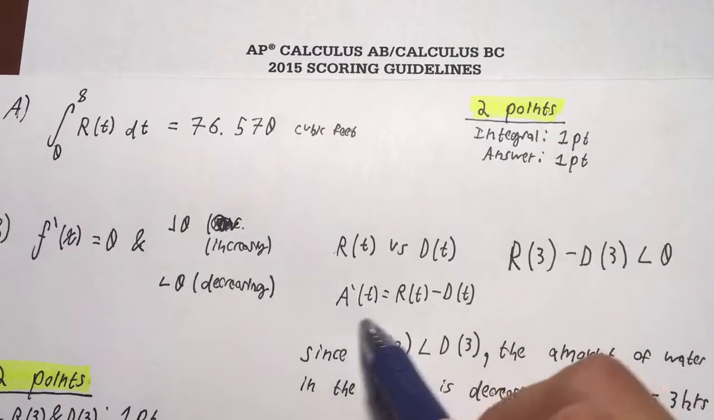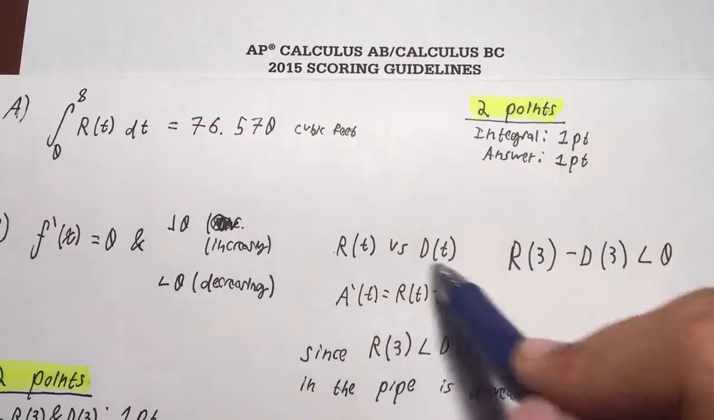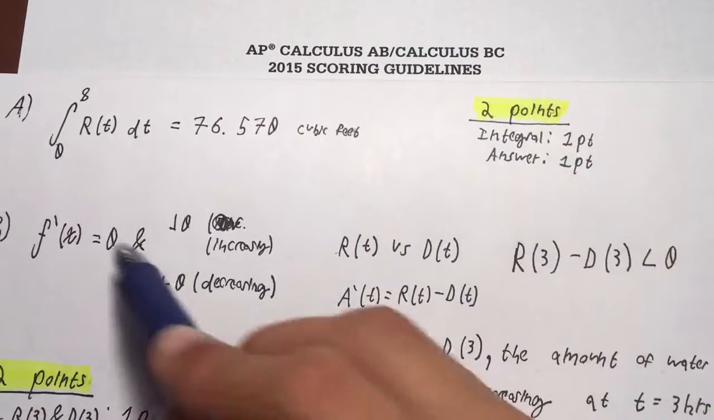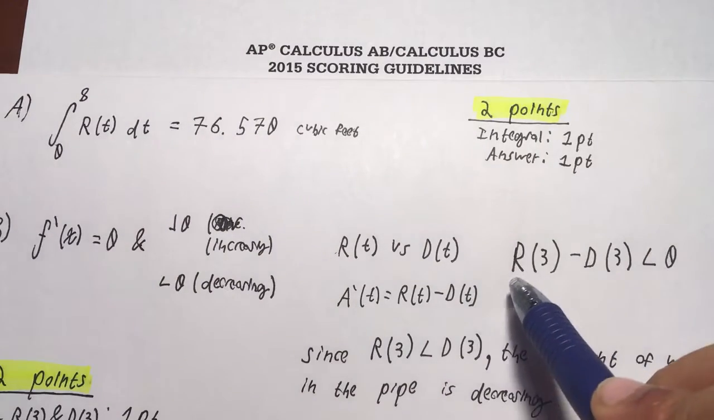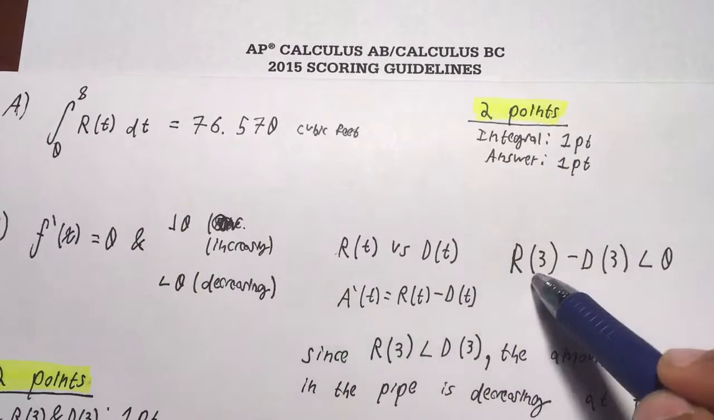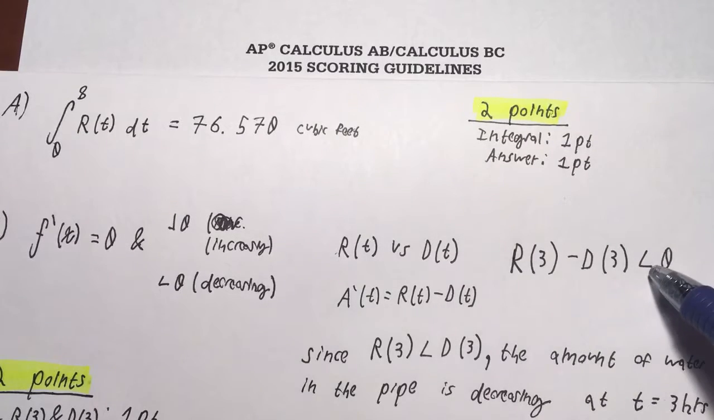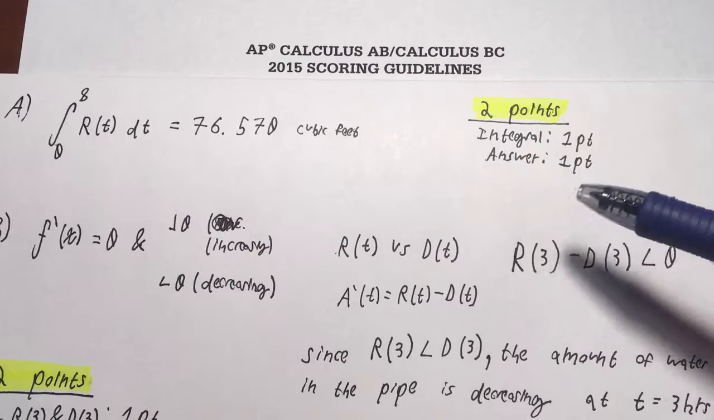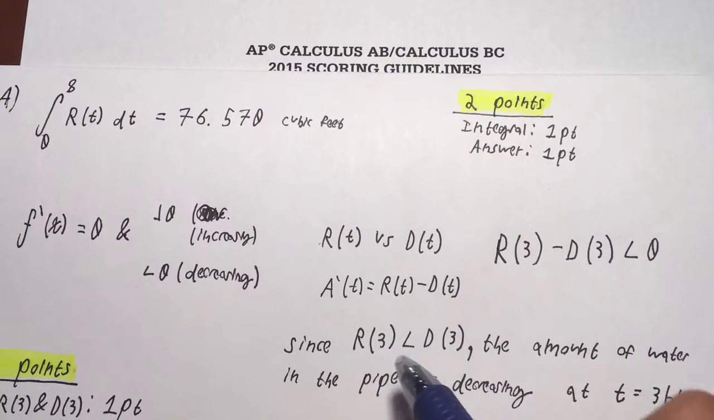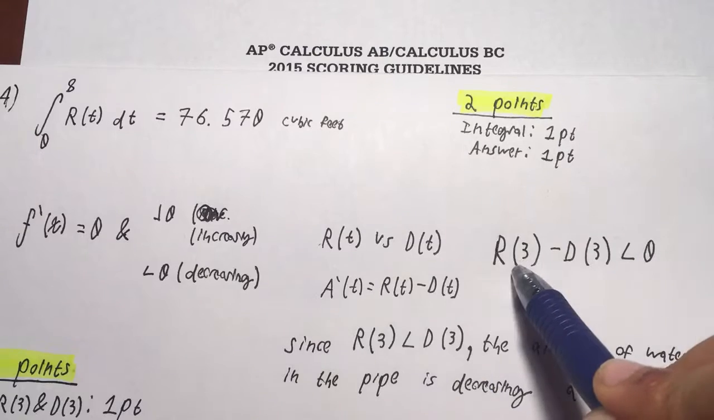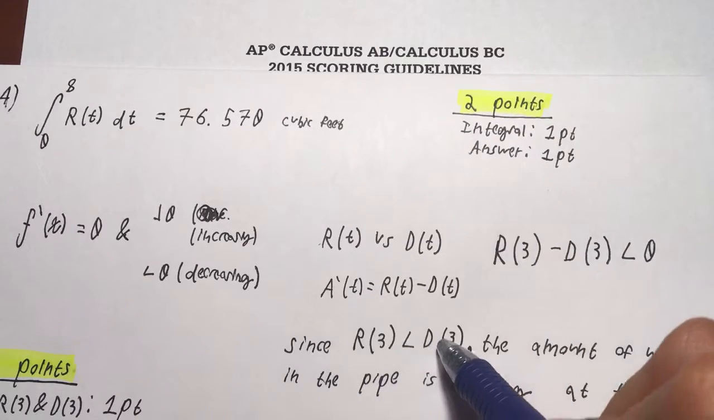But remember, A prime, not A of t, because A of t would give me the amount of water. This is going to give me the rate of change, because I'm asking if it's increasing or decreasing. So I'm simply going to subtract R at t of 3 hours. R of 3 minus D of 3 happens to be negative. And again, you plug it into your calculator. Because R of 3 is less than D of 3, that means at this instant, t equal to 3, the rate at which water is flowing in is less than the rate at which it's flowing out.